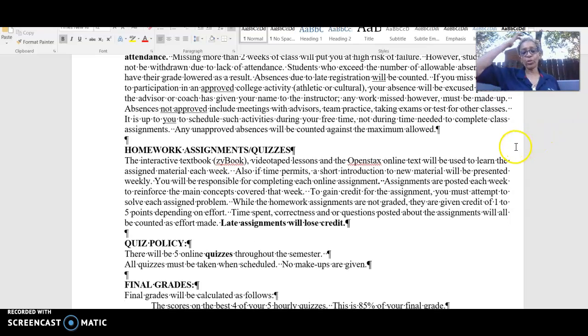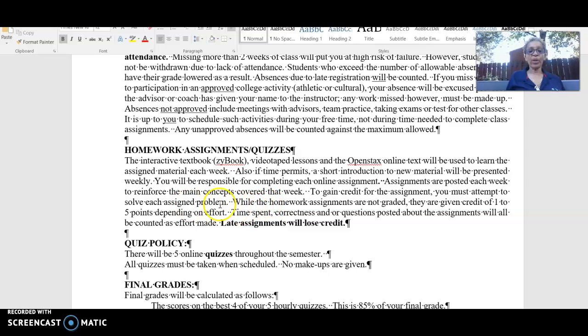So again, the homework. You need to work on the assignments in the Zybook. Weekly, you'll go to Blackboard, look at the weekly assignments, and do what is required there. We'll talk more about that in the weekly assignment overview. I'm going to create one of those in a few minutes for the first week.